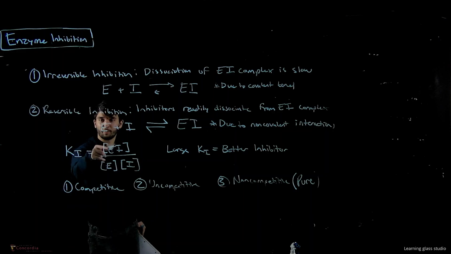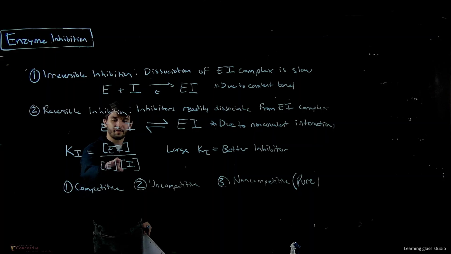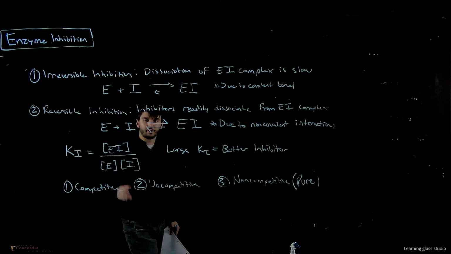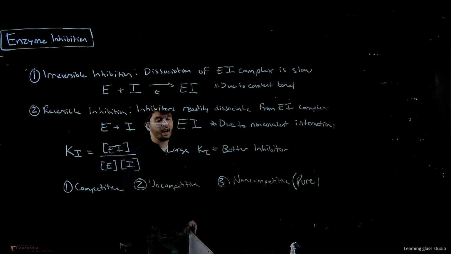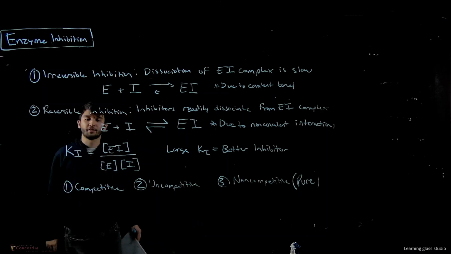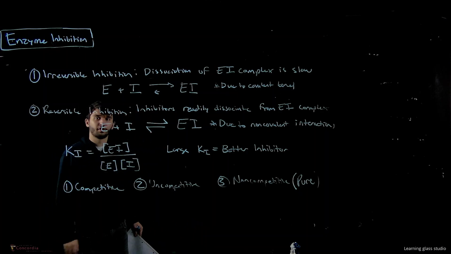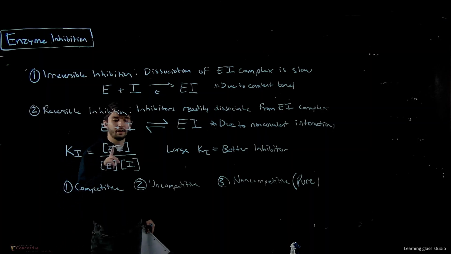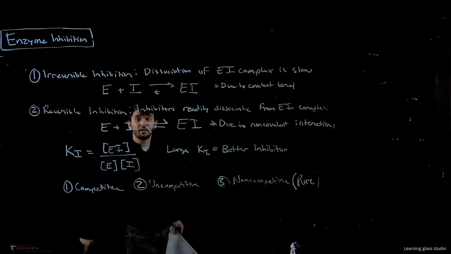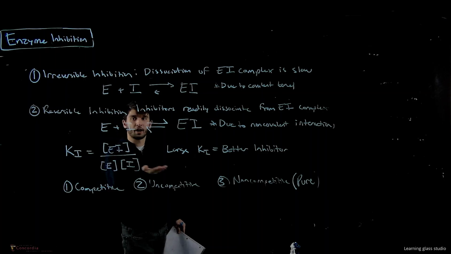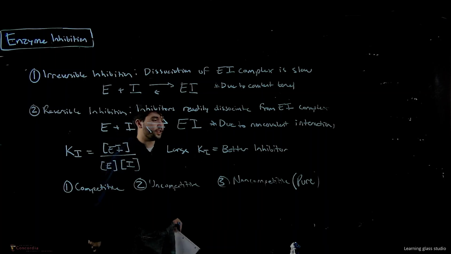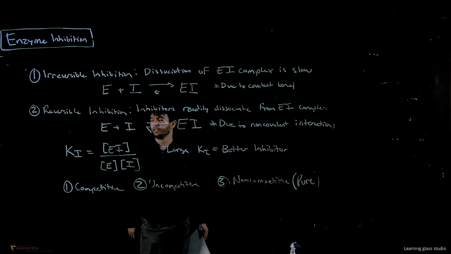And then from this equilibrium, we can get the Ki, the inhibition constant. Remember, this is product over reactant: the concentration of EI divided by the concentration of E times the concentration of the inhibitor. Because this is just an equilibrium constant, a larger Ki means it's a better inhibitor, since there's more enzyme inhibitor complex formed. For these reversible inhibitors, we have three different types: competitive, uncompetitive, and non-competitive, which can be pure and mixed. For the context of CHEM271, you just need to learn about pure non-competitive inhibitors. We're going to go into each of these three individually next.